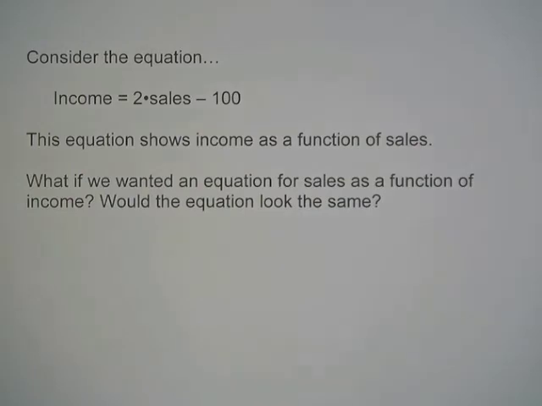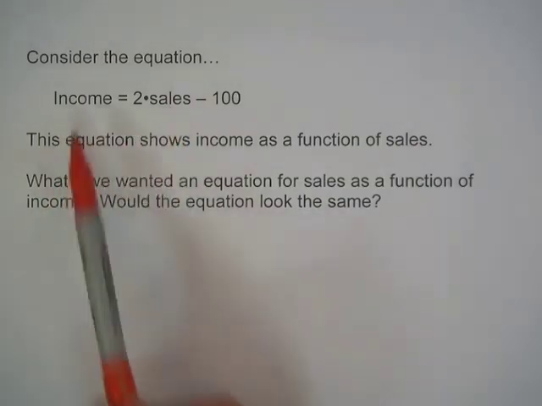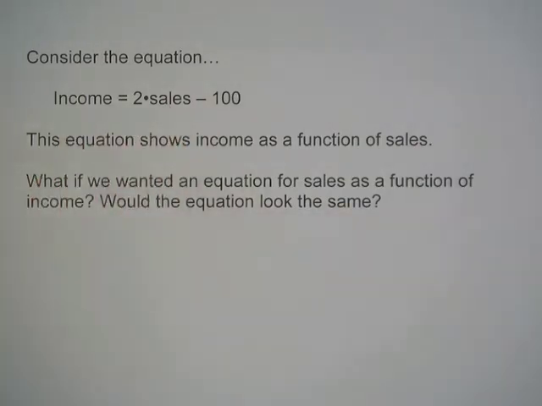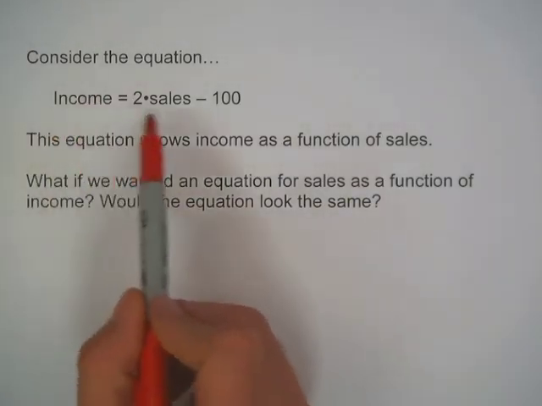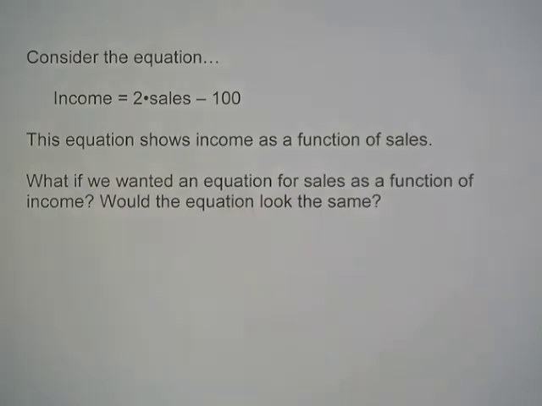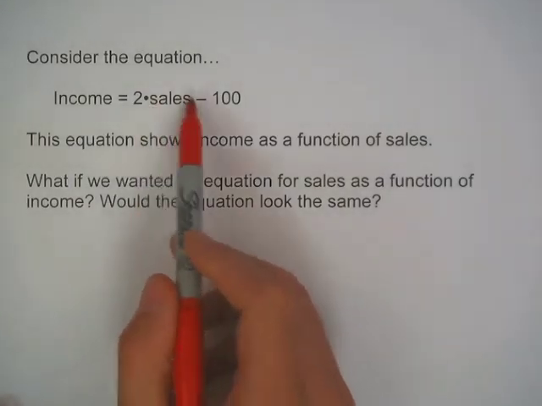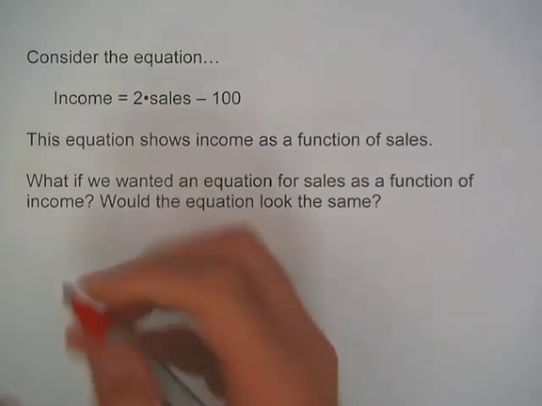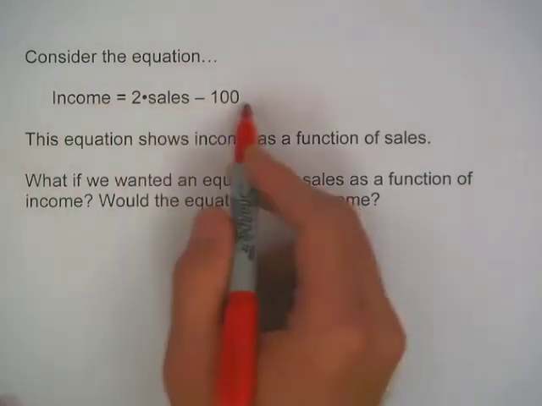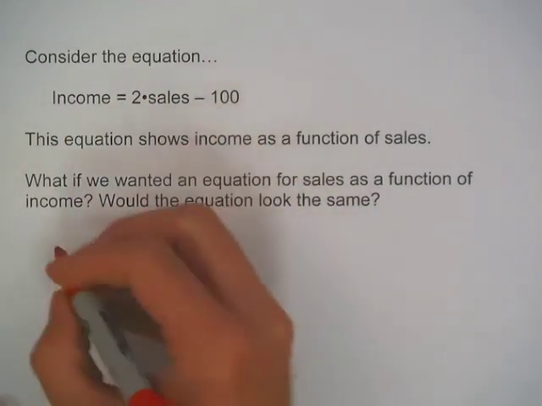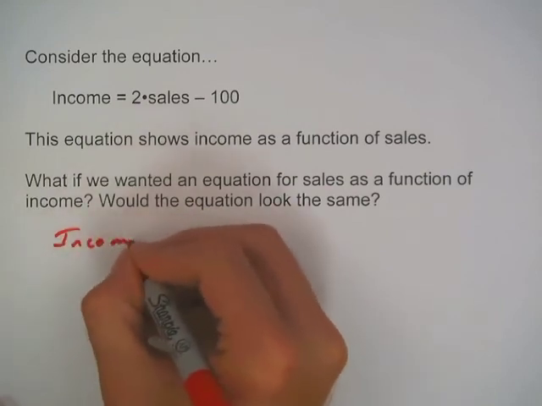So this equation shows income as a function of sales. Okay, so to determine income, you need a value of sales. But now what if we wanted an equation for sales as a function of income? Would the equation look the same? Okay, so if I wanted an equation for sales equaling something with income, what I would need to do is reverse the two variables. So I'm going to have income equals 2 times sales minus 100.